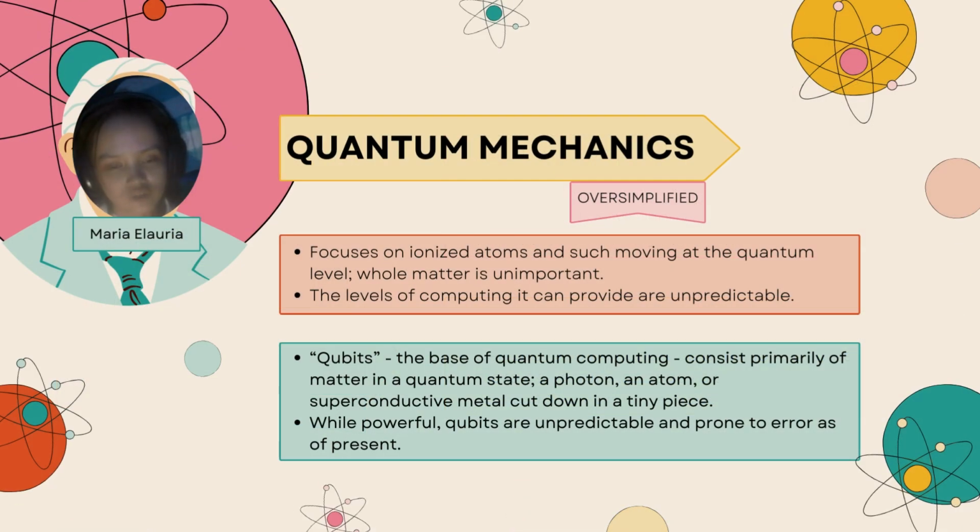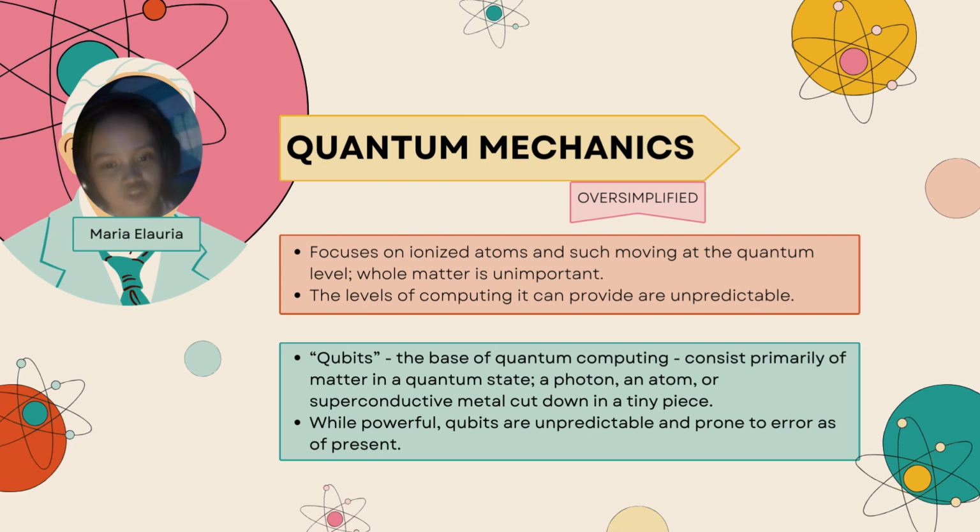Quantum mechanics is a very complex topic, so let's break it down to its tiniest form. It is a field of study that focuses on ionized atoms moving within the quantum level, the place where it gets its name, if you will. Matter is unimportant at this state, unlike in most physics. Instead of focusing on that, it focuses on the things that make it up. The types of computing that can be provided by these particles, which can output a lot of energy, are unpredictable, as well as far beyond our current reach as of the moment.